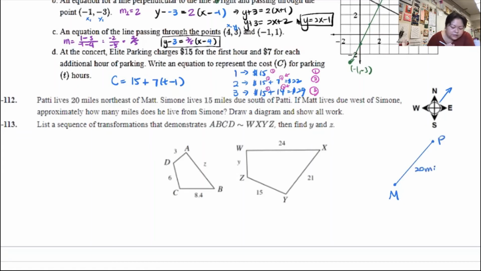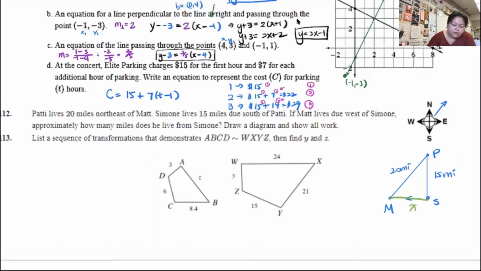Okay. Simone lives 15 miles due south of Patty. So Simone is 15 miles south. Okay, I'm going to move my number so I have enough space. So this is Simone, so 15 miles. If Matt lives due west of Simone, which my picture works, Matt is on the west side of Simone, right? Approximately how many miles does he live from Simone? So I am looking for how far these two are. That's what I'm looking for.